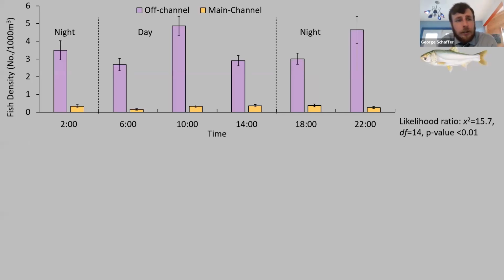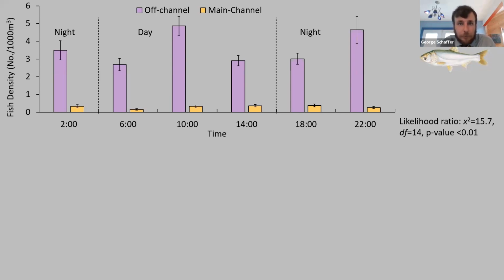So for our planktivore fishes, we see fish density on the y-axis in numbers per 1,000 meters cubed, with time on the x-axis. The density of planktivores present in the off-channel is represented by the purple bars, whereas the fish density of planktivores present in the main channel is represented by the yellow bars, with the error bars still being standard error. So through our likelihood ratio testing, we saw that the model was best explained by the habitat type by time interaction term.